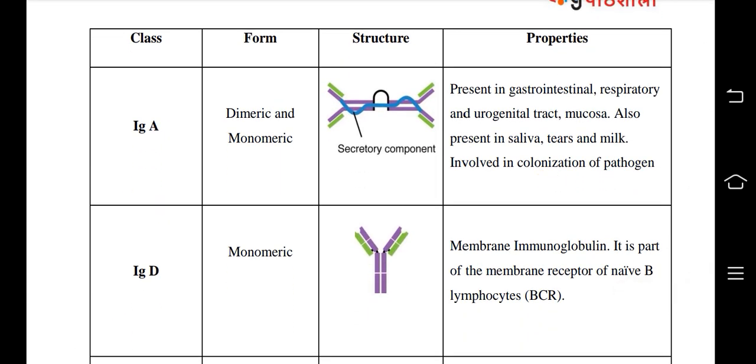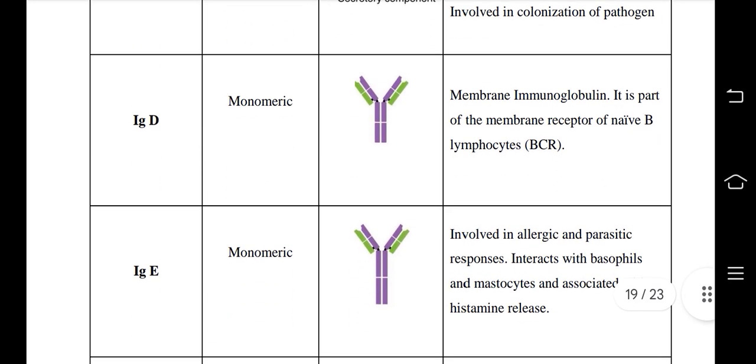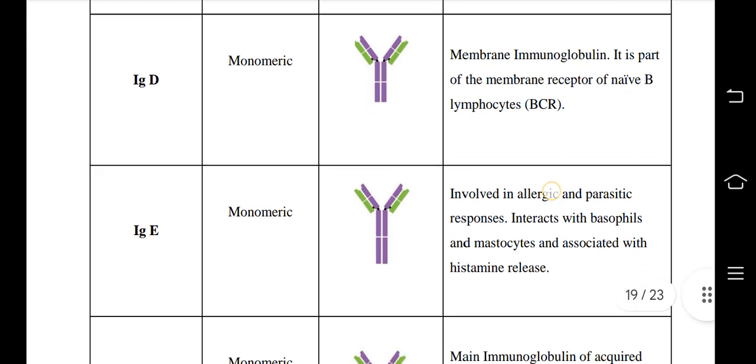IgA is present in gastrointestinal, respiratory, and urogenital tract mucosa, also present in saliva, tears, and milk, involved in preventing colonization of pathogens. IgD, membrane immunoglobulin. It is part of the membrane receptor of B lymphocytes. IgE, involved in allergic and parasitic response, interacts with basophils and mast cells and is associated with histamine release.